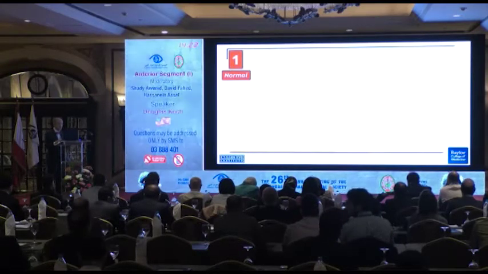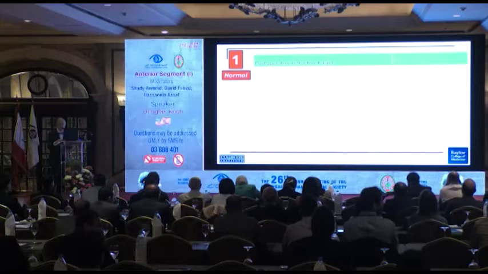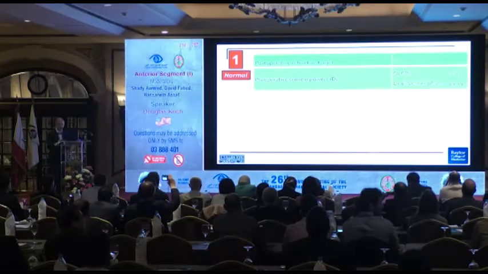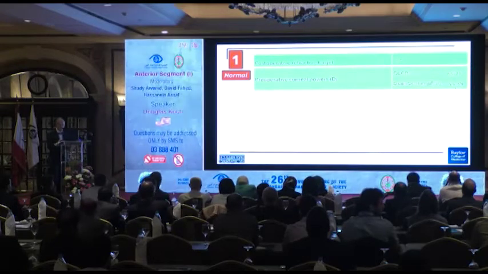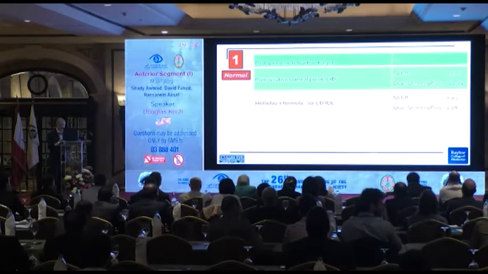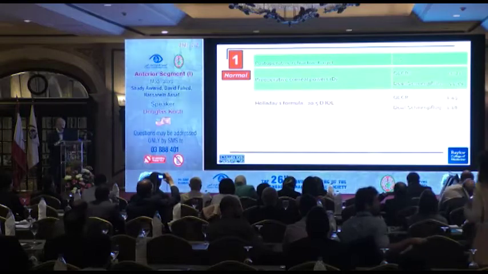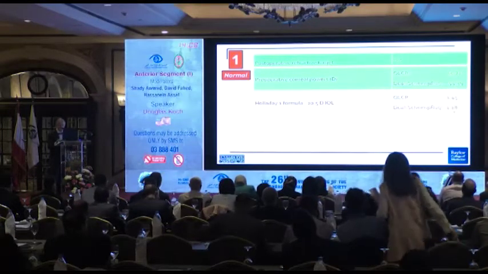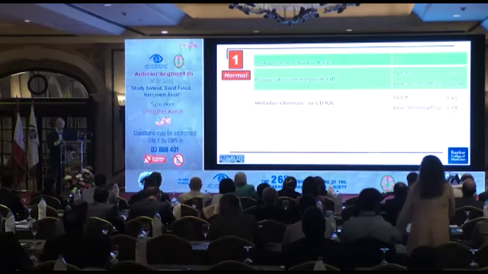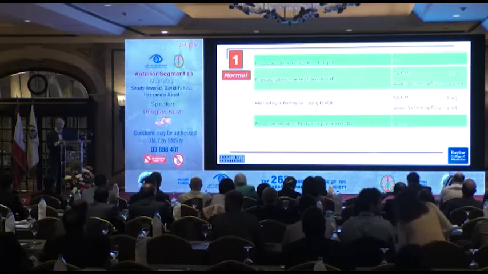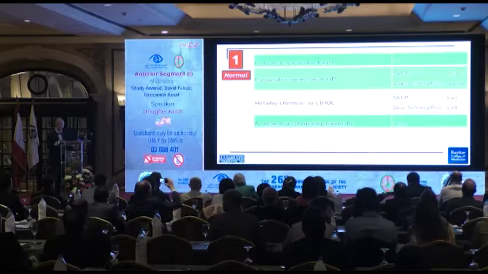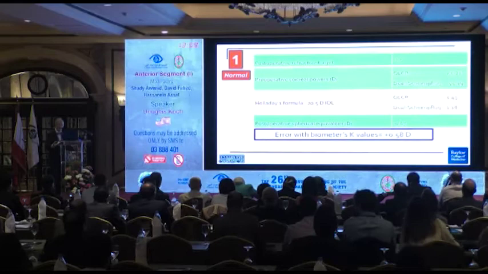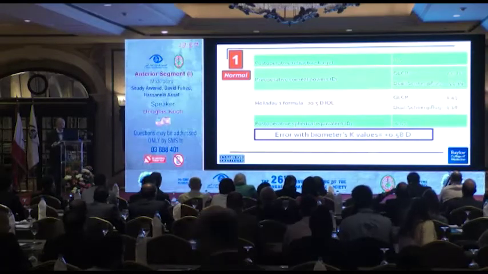This is a normal case. The refractive target was minus 1.5. This is the LENSTAR reading, 44.71. This is the Galilei, 44.39. With the Holladay 1 formula, the prediction was minus 1.4. And with the Galilei, using the same formula, minus 1.18. The patient ended up minus 0.87. So the error was a little over a half diopter with a biometer.